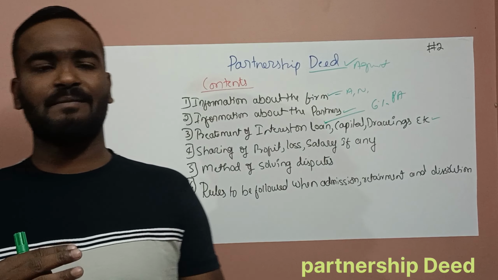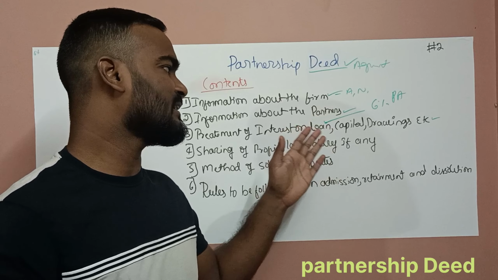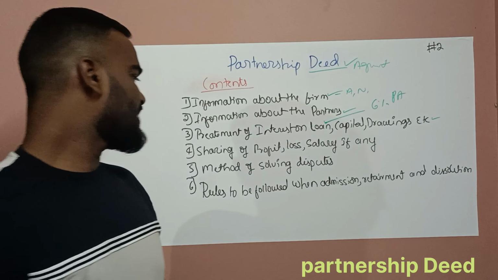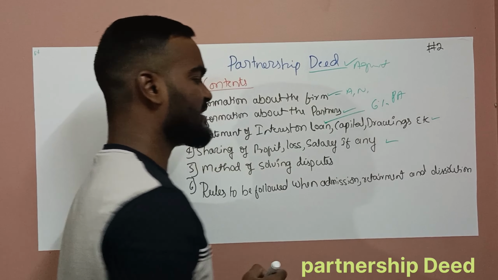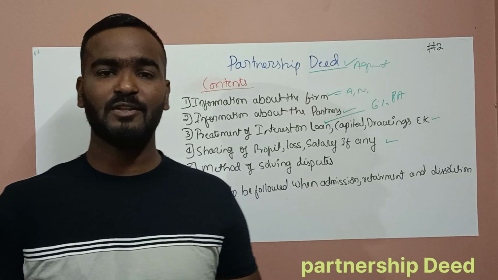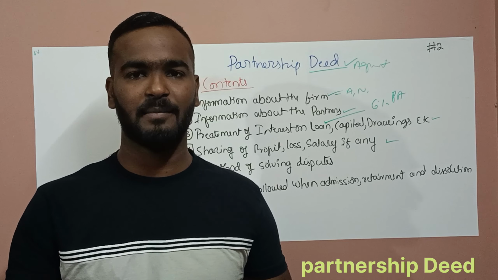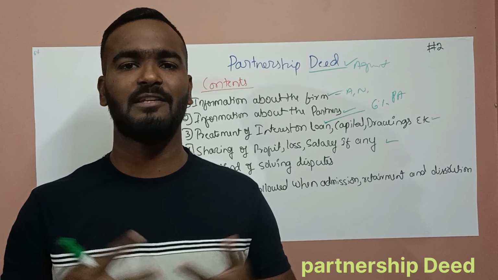So we have a lot of methods to calculate interest on drawings and capitals, everything will be discussed in the future. So the next, fourth point is sharing of profit, loss, and salary, if any. As we know, in a partnership firm, all the partners have contributed capital. If the business earns any profit, they have the right to take the profit.